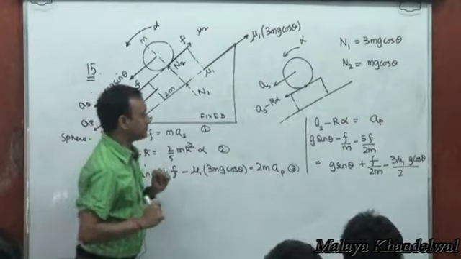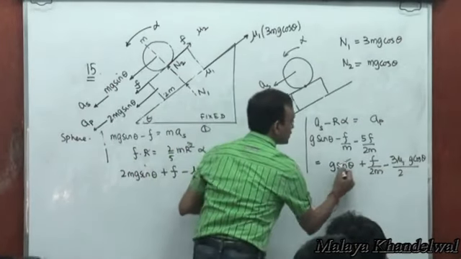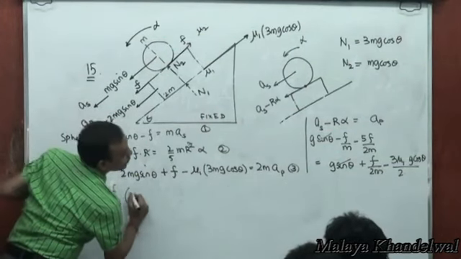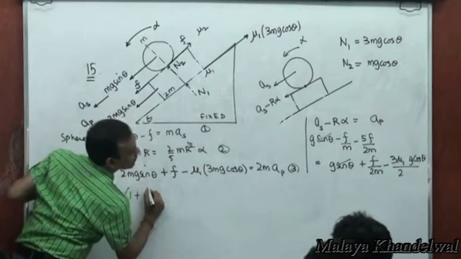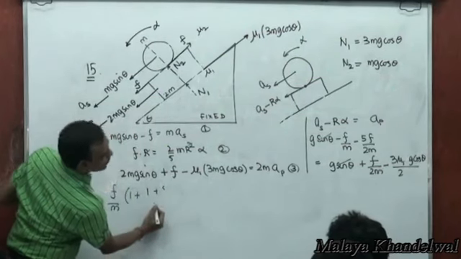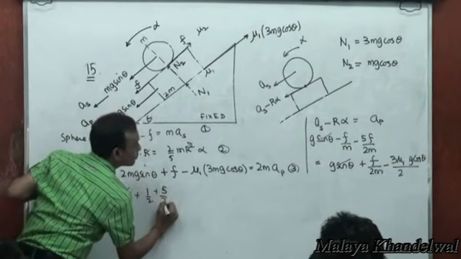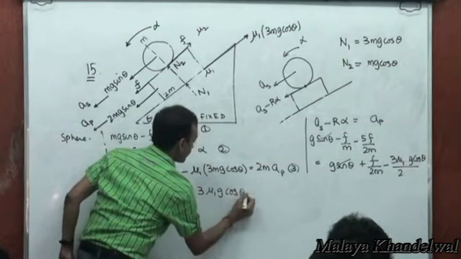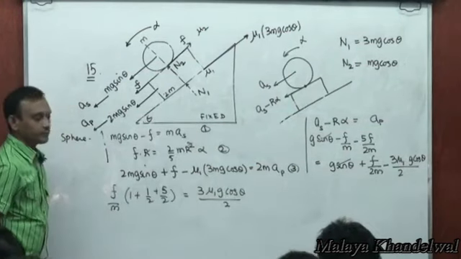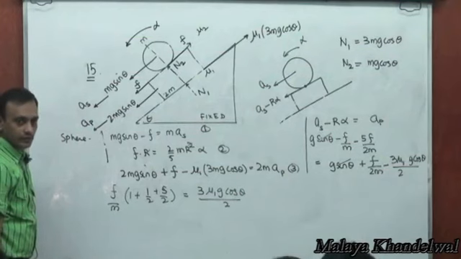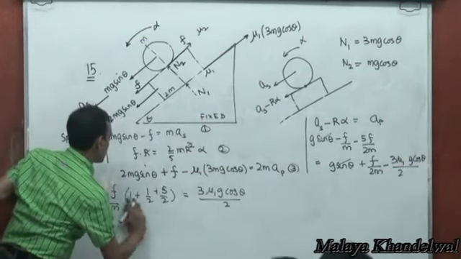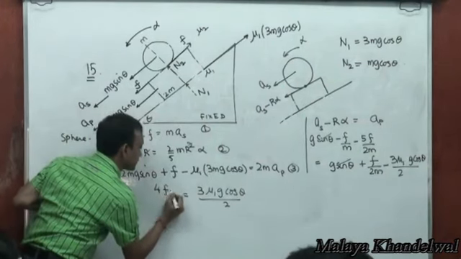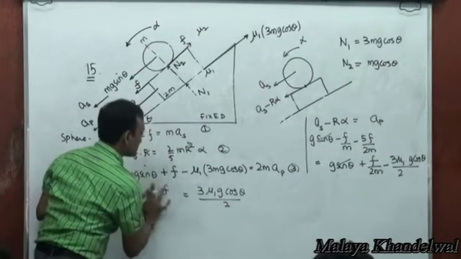So far, so good. g sin theta gets cancelled. We then have f by m into 1 plus 5 by 2 equals 3 mu1 g cos theta by 2. This is what we have, right? So 6, 3 and 1, 4. 4f by m is this, or 4f, f is this.